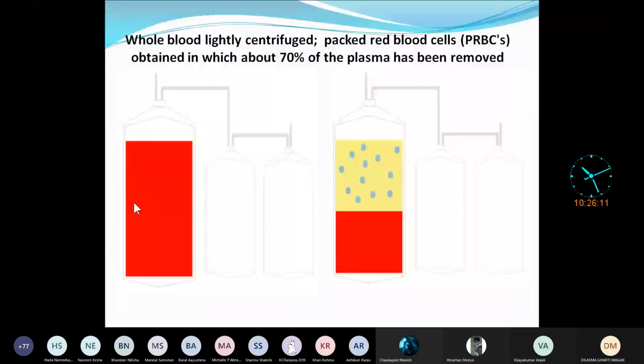So this red one is the... now here we want to separate the plasma and then the platelet. So this bag is centrifuged, understood here? The whole blood is lightly centrifuged, which means it is not very heavily centrifuged. Then the packed red cells are obtained, in which packed red cells means the red cell concentration. Here about 70% of the plasma has been removed.